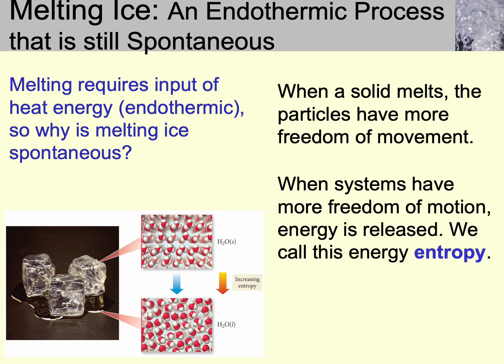So for ice, we would have a positive delta H and a positive entropy, delta S. Because of entropy and packed molecules, in ice we're going from a solid to a liquid. So those packed molecules going to a liquid allows more freedom of motion. So when solids melt, the particles have more freedom of movement, and when systems have more freedom of motion, energy is released. And that energy that gets released is what we call entropy.